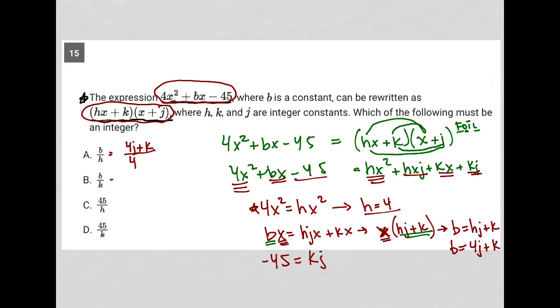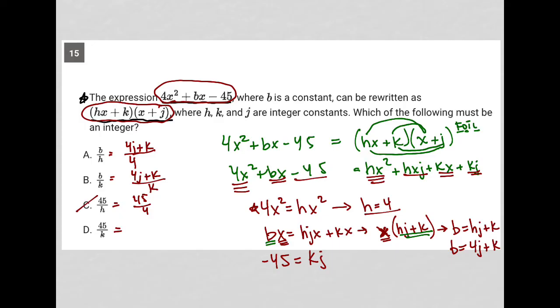For choice B, again, I know that b is 4j plus k. I know that I don't know what k is, so I just have k. I don't know that that has to be an integer either. C, I have 45 over h, which is 4. That's definitely not an integer, so that's helpful. I can cross that out.